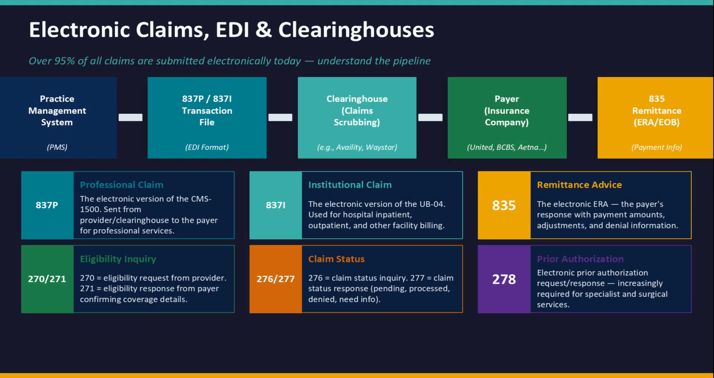The other EDI transactions you need to know: 270 and 271 for eligibility verification, 276 and 277 for claim status inquiries, and 278 for prior authorization requests and responses. These transaction codes will appear on your certification exam. Know what each one does.